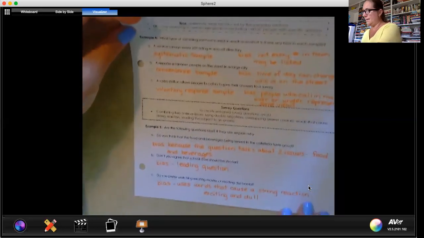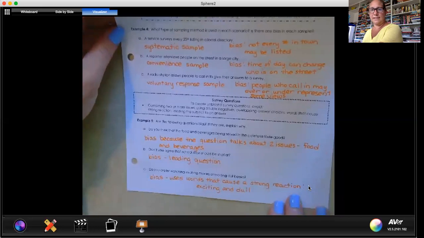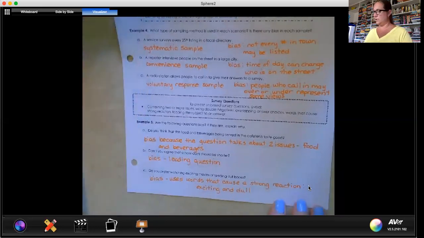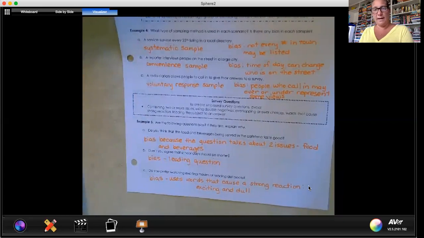So to create unbiased survey questions, avoid these things. Avoid combining 2 or more issues, avoid using double negatives, avoid overlapping answer choices, avoid words that cause strong reaction, and avoid leading the subject to an answer. So are the following questions biased? And if they are, explain why.